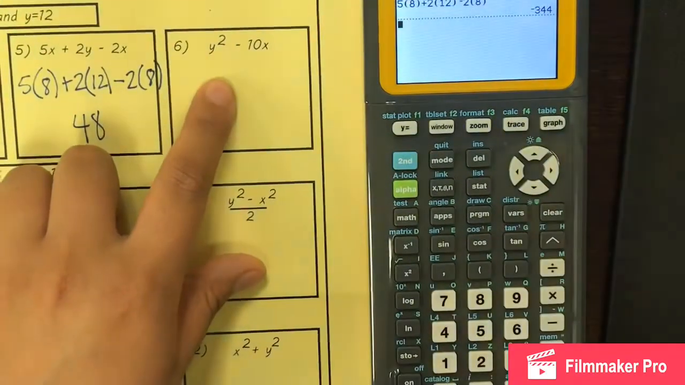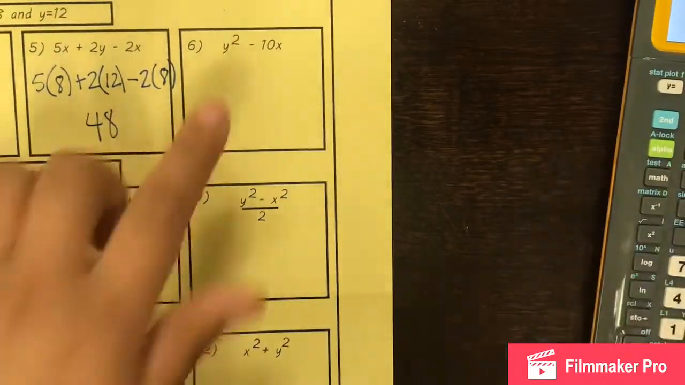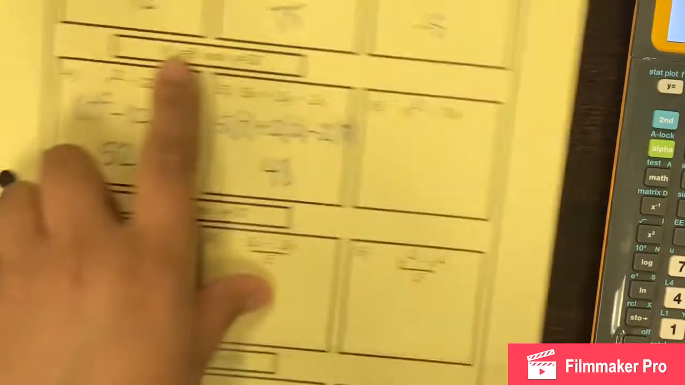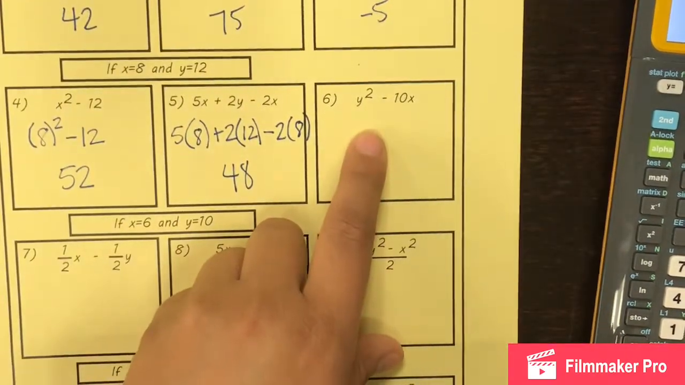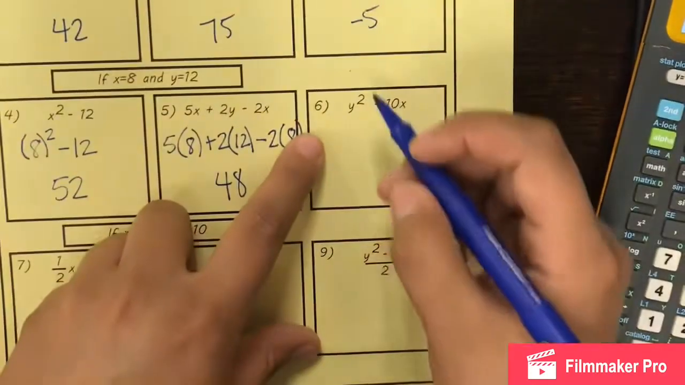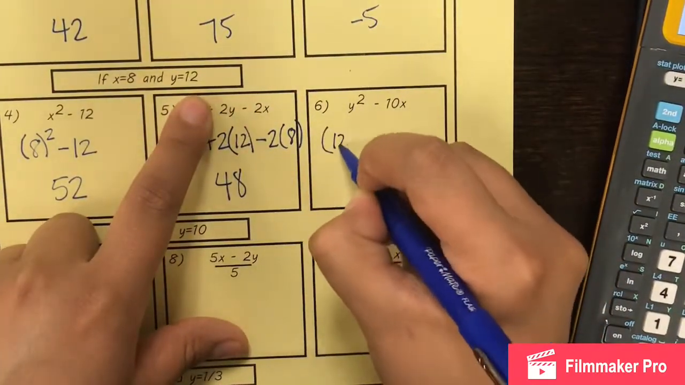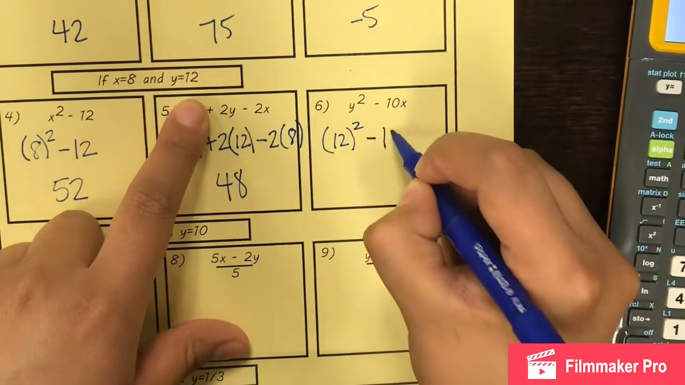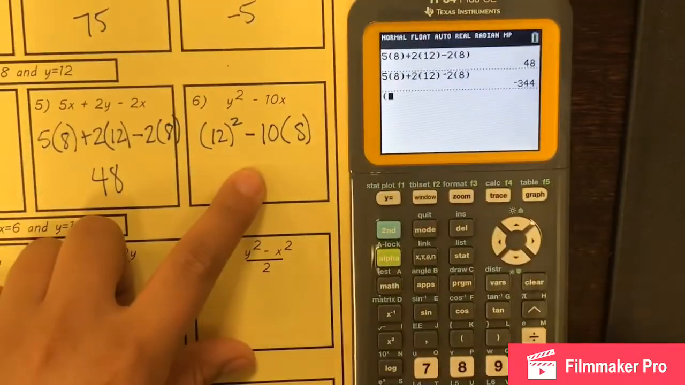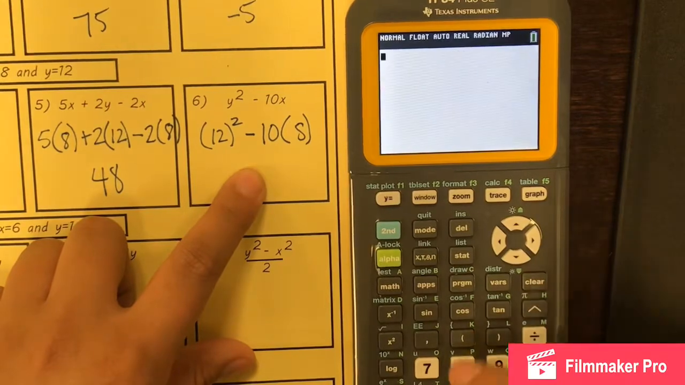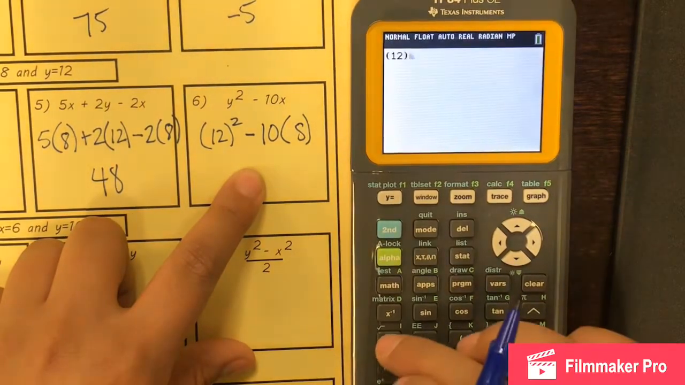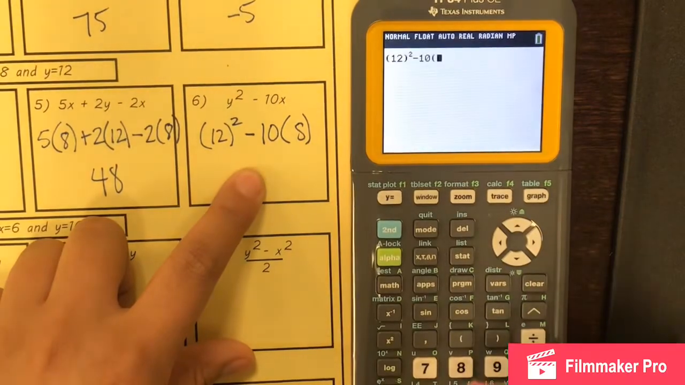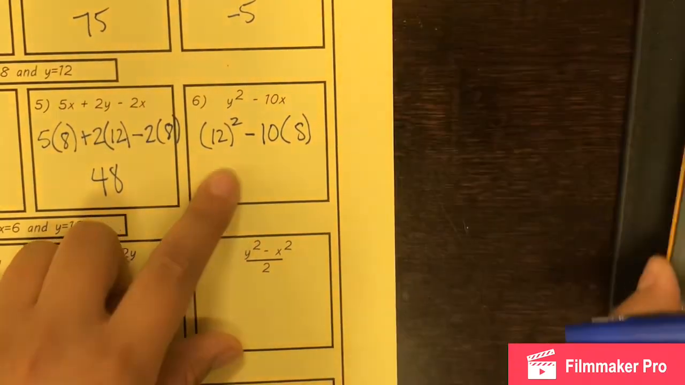Okay, one more on this row. This time they want me to substitute, and it's not always going to be in order. If you look, they gave it to me as xy here, but on my problem it's yx. So make sure you're careful and you know which number goes where. So I'm going to substitute 12 for y. So parentheses for the y, squared goes outside, minus 10 parentheses 8. And I trust the calculator. Parentheses 12, squared, which is x squared, minus 10 parentheses 8, 64.